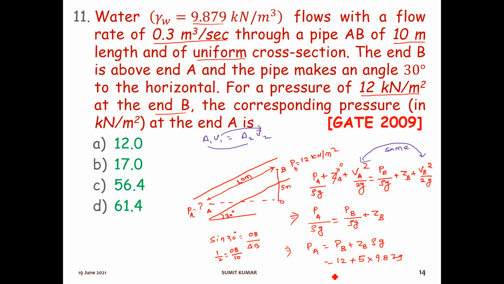9.879. Okay, so just calculate it, solve it, you will get the pressure at end A. Quickly just calculate it, you will get this PA as 61.4 kilonewton per meter square. So the answer will be option number D. Option number D will be the right option for this question.